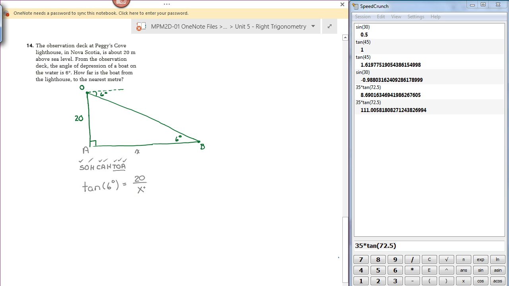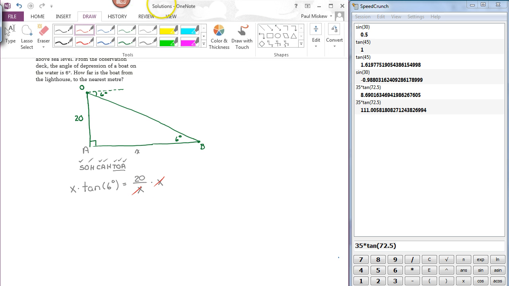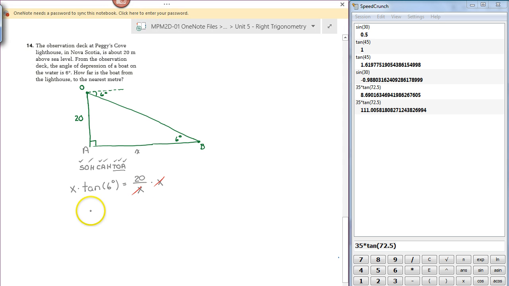Now this is typically the algebraic situation where students have some trouble, so let's make sure we understand how we work through this. The first thing I'm going to do is get X out of the denominator, and I do that by multiplying both sides by X. And what results is the canceling of the X's like that. So therefore I get X tan 6 degrees is equal to 20. And now I need to get the X by itself, so I'm going to divide by tan of 6 degrees.